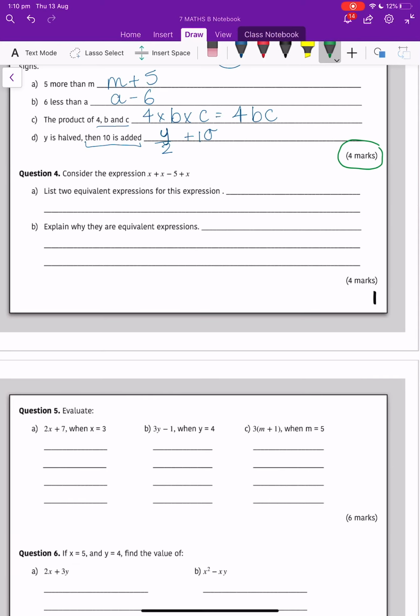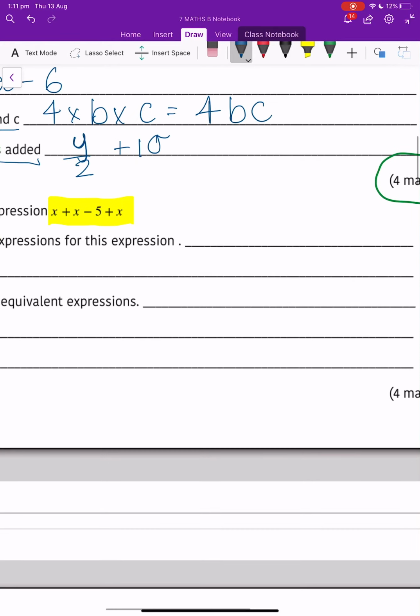Question 4. Consider the expression x plus x take 5 plus x. List 2 equivalent expressions for this expression. So when I say equivalent expressions, that means that something is basically the same value, but the order in which it does not matter. For instance, if I said to you 2 times 5 equals 10, but so does 5 times 2. You get the same answer, okay?